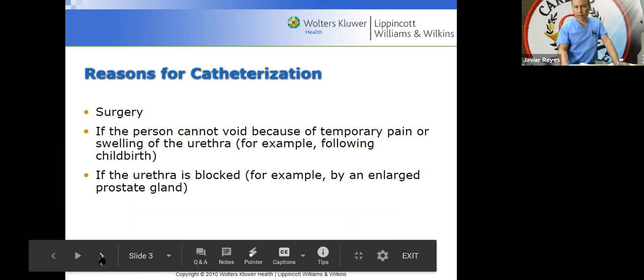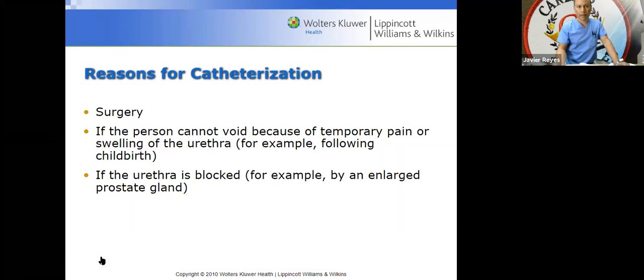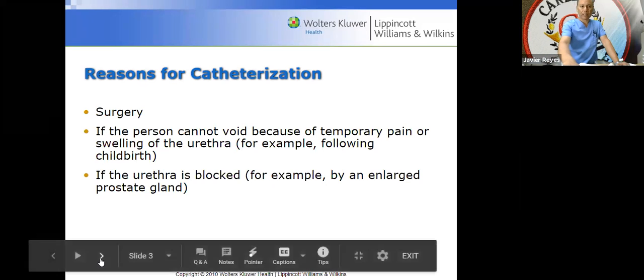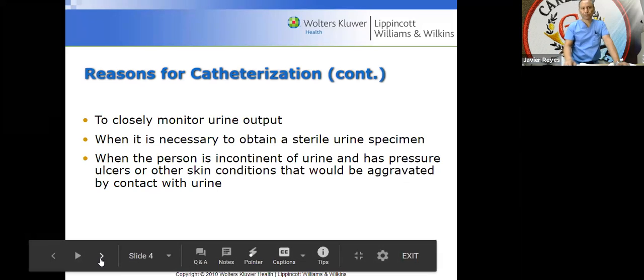So again, reasons for catheterization. If you're going to have surgery, we don't want you urinating all over the sterile area, right? So you're going to need a catheter. If the person cannot void, like I just told you, they're going to need a catheter. The urethra may be blocked for some reason, because of the prostate gland, which I mentioned earlier. That's another reason to catheterize someone.